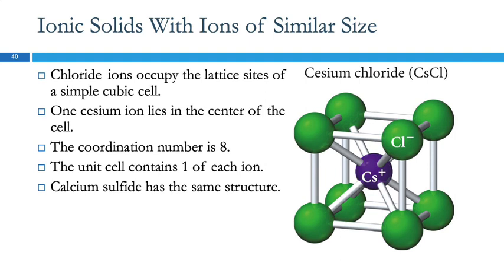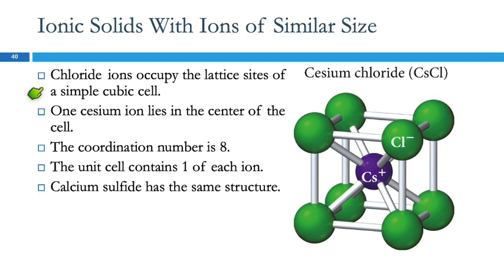I just want you to be able to look at these pictures and be able to recognize, what kind of a structure are we looking at? How would we identify the basic unit cell? And how could we identify how many atoms or ions of each kind are in that unit cell?